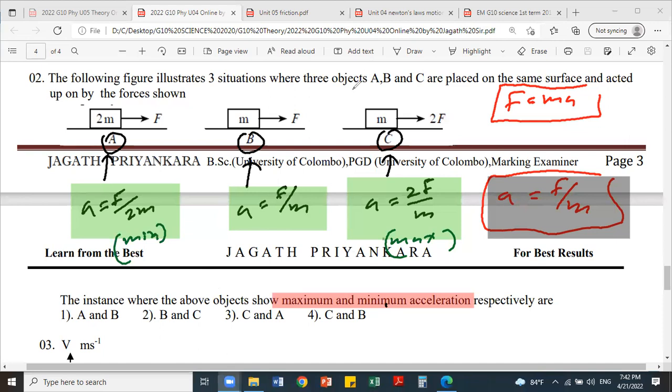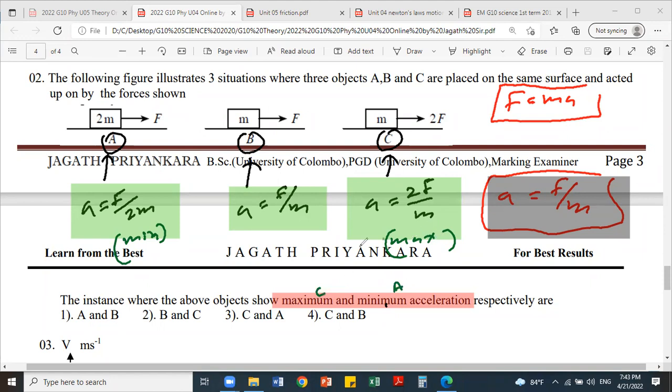Those who have done this before me, can you tell me the answer now? Everyone should be able to get the answer now. F over M is in the middle. With 2F over M you get a higher value. With F over 2M you get the lowest value. So what is the answer? Highest will be C, lowest will be A. The answer will be C and A.